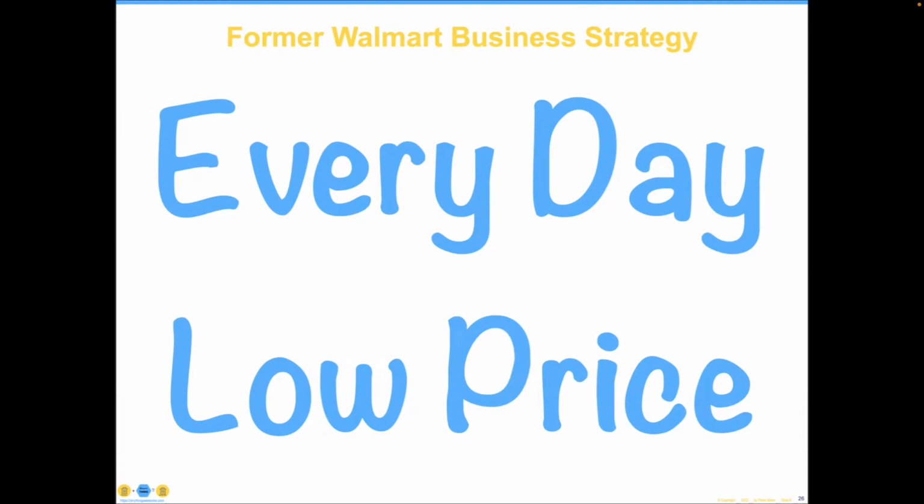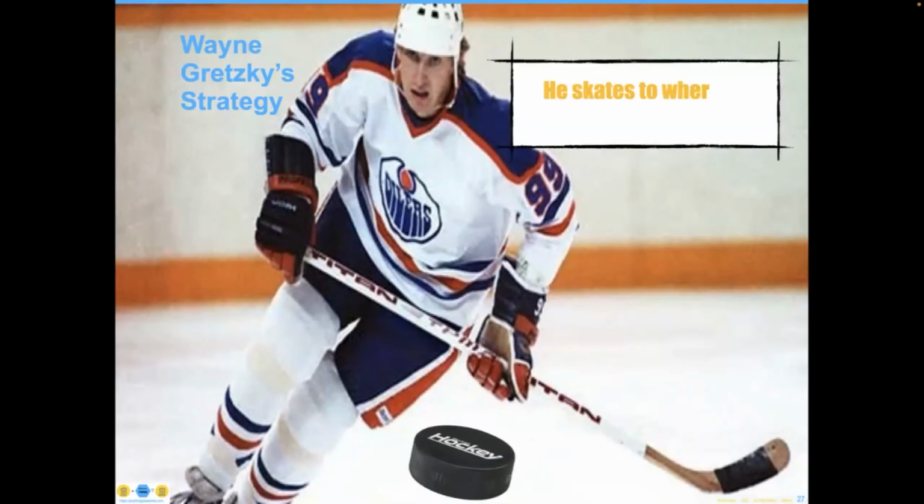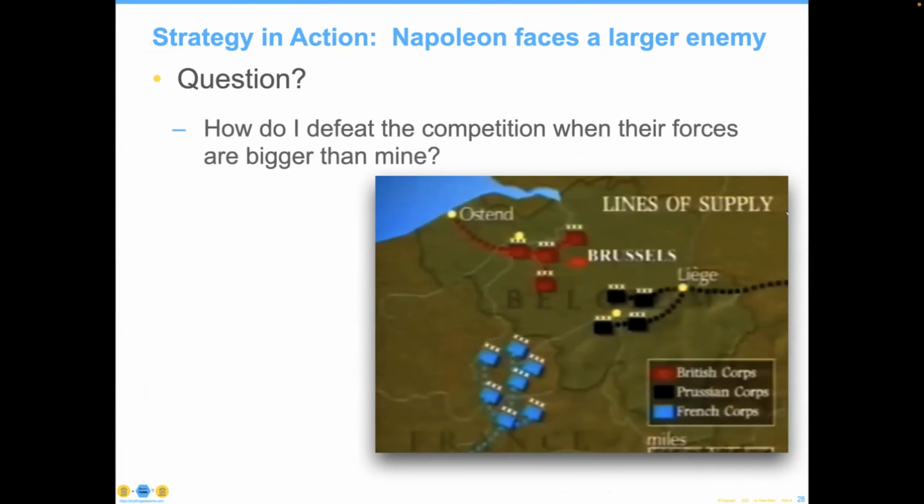A second definition of strategy then is Wayne Gretzky's definition of strategy. He skates to where he thinks the puck will be. After all, if you're chasing a hockey puck around the ice, which is slippery, and the puck goes faster than you can skate, there is no hope of catching up. So you must instead anticipate and be ready to react. And that is his thought. Lots more on this particular discussion at his Wikipedia article, which is a wonderful collection. And here, the third example is a bit more complex. The example is, how do I defeat the competition when they're bigger than I am?